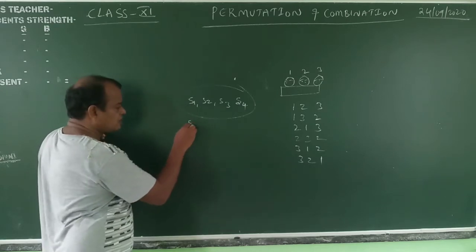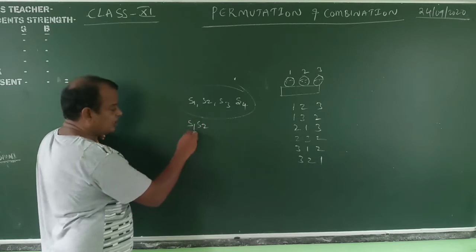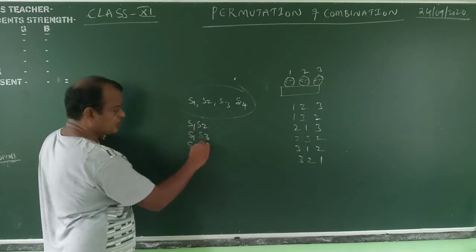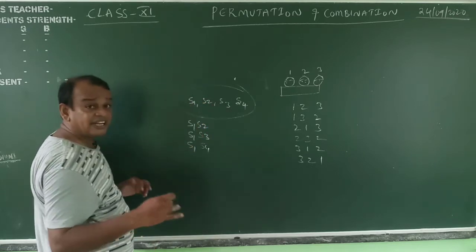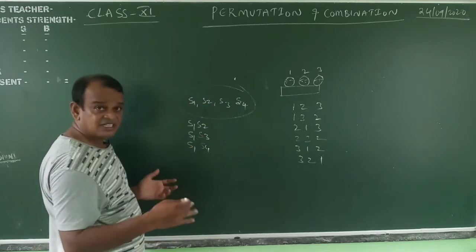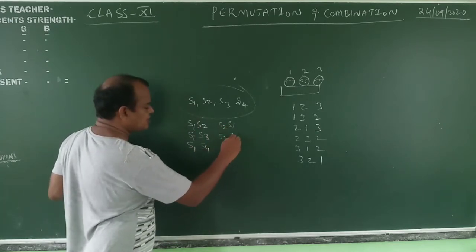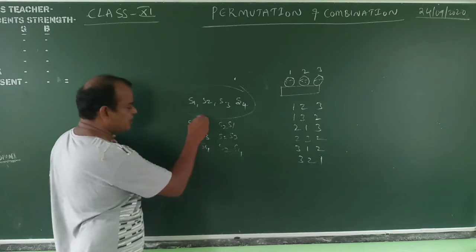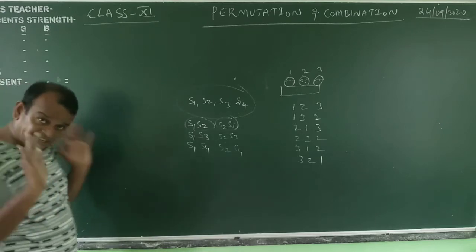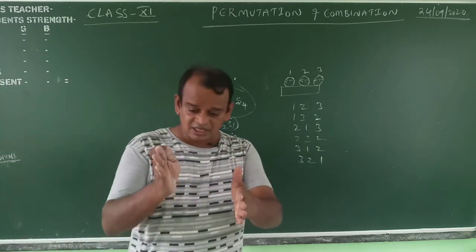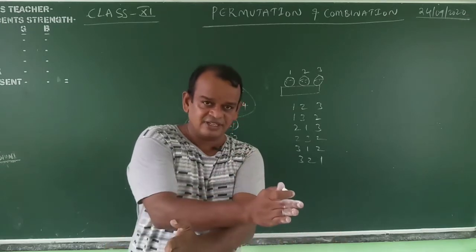Now first S1, S2. Arrangement. Next S1, S3, S1, S4. I hope that you understood. Next S2, different arrangements. S1, S2. Next S2, S1, S2, S3, S2, S4. These 2 are different arrangements. S1, S2 and S2, S1 are 2 different arrangements. Here S1 means in the first place S1 student is sitting, then S2. S2, S1 means different, 100% different.